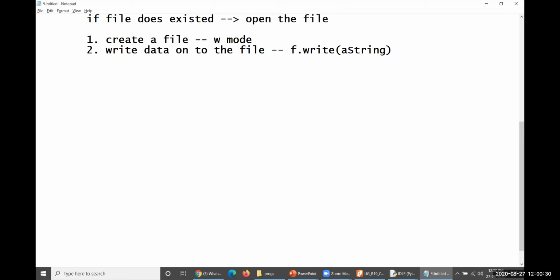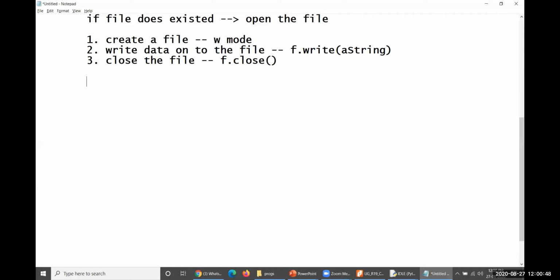The third one. After writing the data, if you think that yes, your file is done, then you have to close the file. How can you close it? It can be done by f.close. This is the command which is used to close the file.